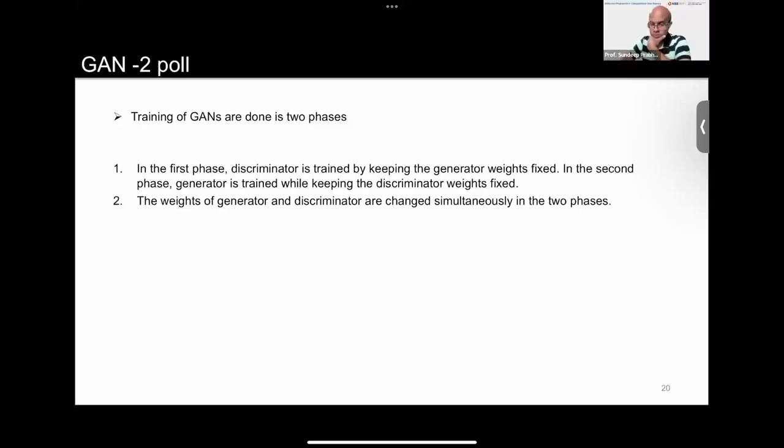Okay, I'm ending this poll. So as most of you have rightly chosen the correct answer, it's a two-phase training process. In the first phase, we only train the discriminator. And you should be careful, it is an alternating optimization, right? So you don't finish the training of the discriminator and then start training the generator. You train the discriminator for a few epochs, then train the generator for a few epochs, then go back and train the discriminator. So you do this in a cyclic fashion.